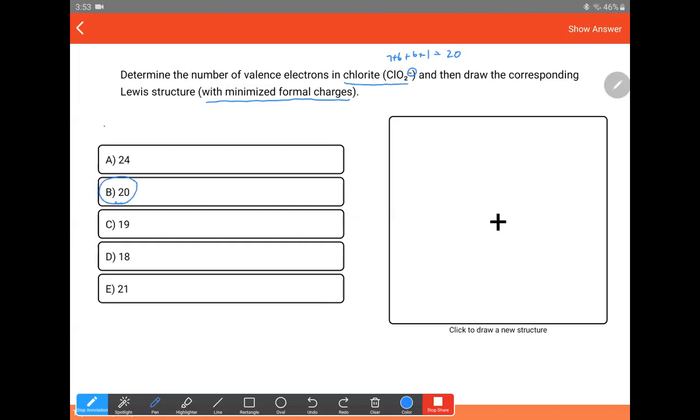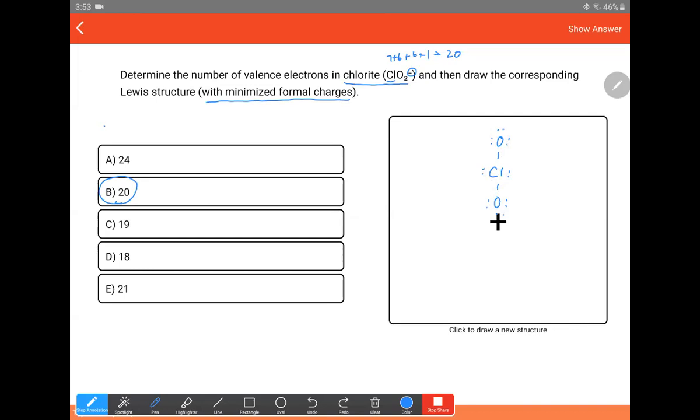Now I'm going to work on drawing this. So the first thing I would do is chlorine is listed first, so I'm going to put that in the middle. And I have 2 oxygens. I'm going to try making single bonds. And then count 2, 4, 6, 8, 10, 12, 14, 16, 18, 20. So that is a possible Lewis structure.